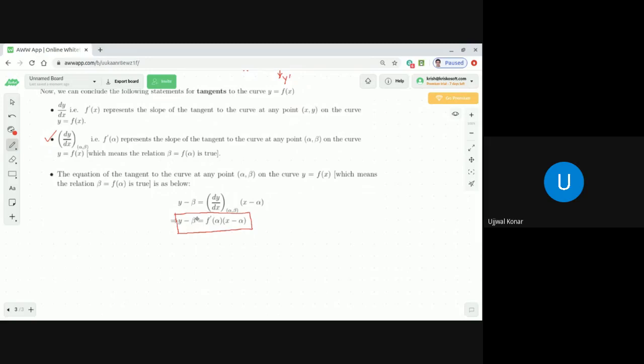Fine. Now let's look into the normal. One thing though, we are pretty sure, dear students, that as the normal is perpendicular to the tangent, the product of the slopes of the tangent and the normal should be equal to -1. And we are going to apply that concept to find the equation of the normals as well. Let's see how to find it out, dear students.